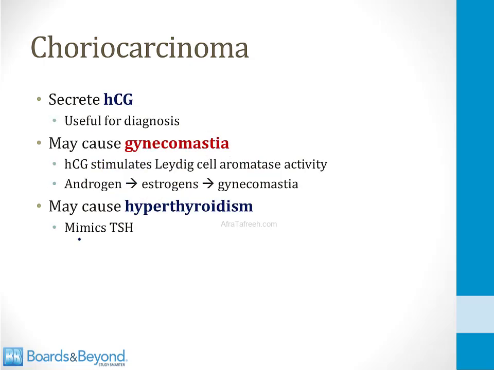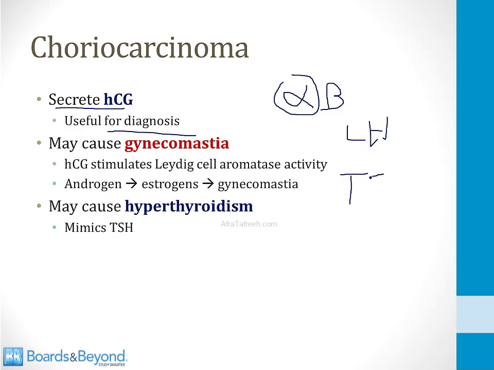The other thing you always want to remember about choriocarcinomas is that they secrete HCG, and this should make sense to you since they derive from the same cells that normally are found in the placenta, and high levels of HCG are useful for diagnosis of choriocarcinoma. The other thing you want to remember about HCG is that it has two subunits, an alpha subunit and a beta subunit. The alpha subunit of HCG is the same as the alpha subunit of LH and FSH, and it's also the same as the alpha subunit of TSH. This means that when HCG levels get high, they can potentially stimulate LH and TSH receptors.